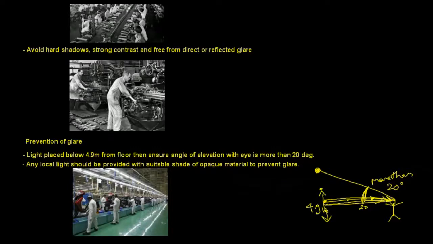The second one: any local light should be provided with a suitable shade of opaque material to prevent glare. Opaque material, like the headlights come with, is not a transparent material, so the entire light is not transferred. It's opaque, so the intensity decreases and less glare comes onto the eye.